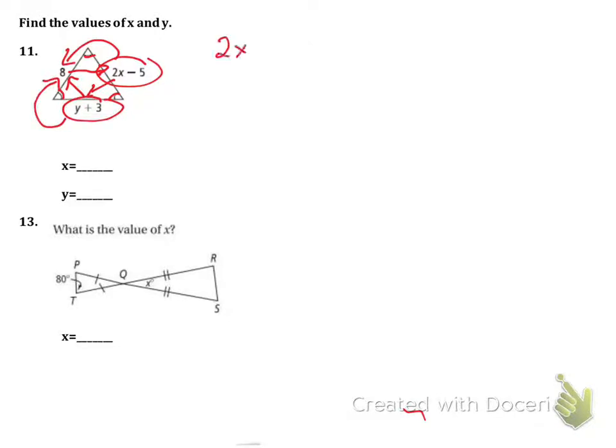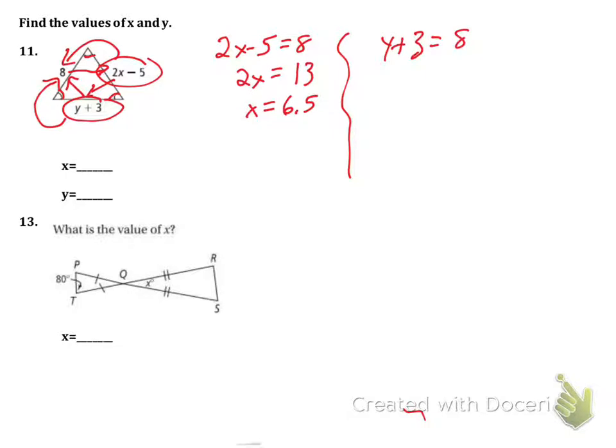So 2x minus 5 is equal to 8. Going to add 5, so 2x is going to be equal to 13. Divided by 2, x is going to be 6.5. Then for the y, I'm going to do y plus 3 is equal to 8, and then y will just be equal to 5. So those are your 2.